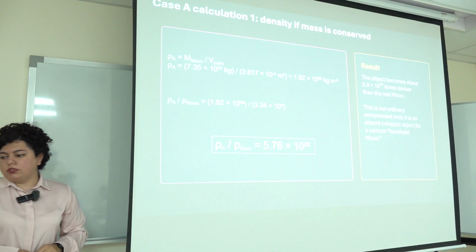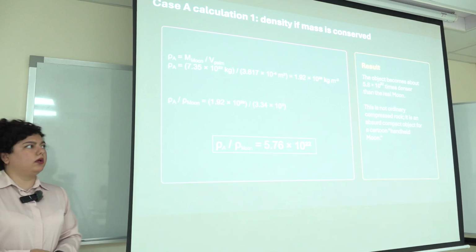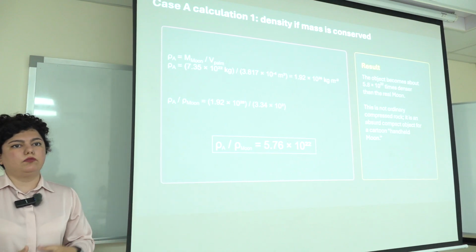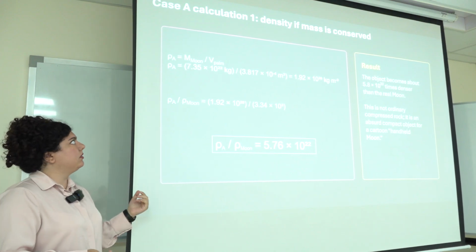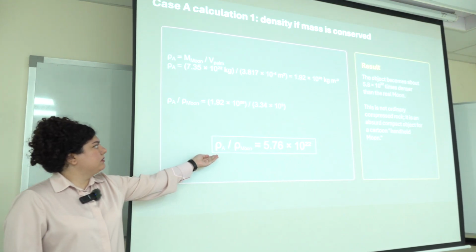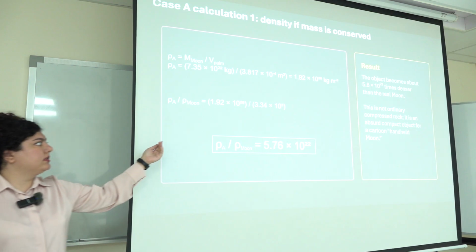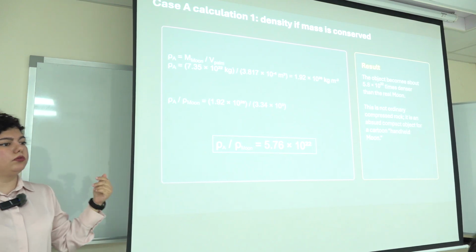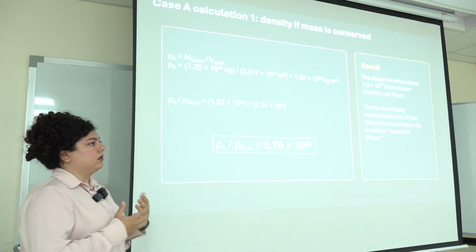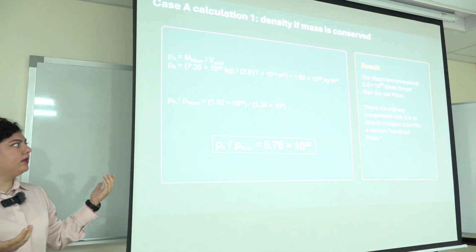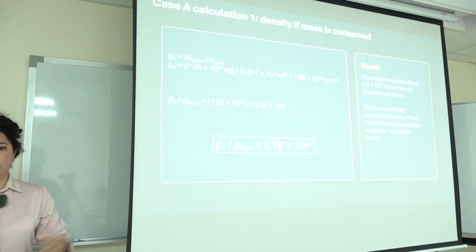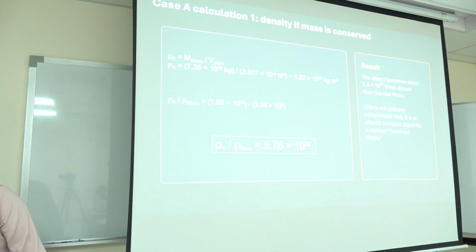And what happened to the density? So if we calculate the density of this moon, whose mass is conserved and only the volume differs, we can say that its density is going to be 5.76 times 10 to the power 22 times more than the current moon. So practically Gru cannot hold the moon in his hand because it's too dense.